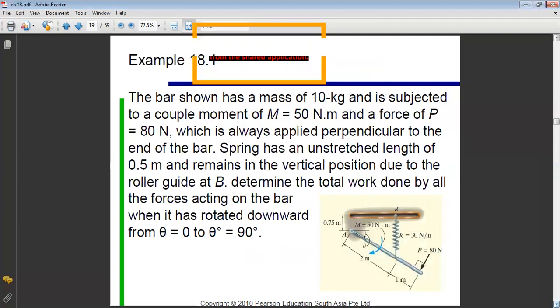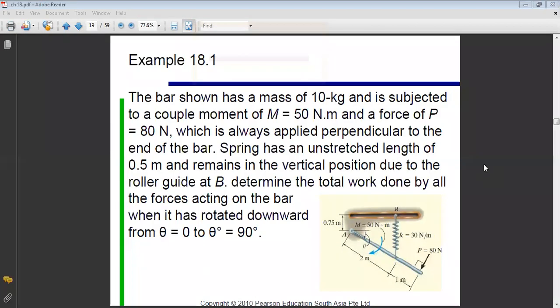Now let's take an example. The bar shown has a mass of 10 kilograms and is subjected to a couple moment of 50 Newton meter and a force P equal to 80 Newton, which is always applied perpendicular to the end of the bar. The spring has a non-stretched length of 0.5 meter and remains in the vertical position due to the roller guide at B. Determine the total work done by all the forces acting on the bar when it has rotated downward from theta equals 0 to theta equal to 90 degrees.